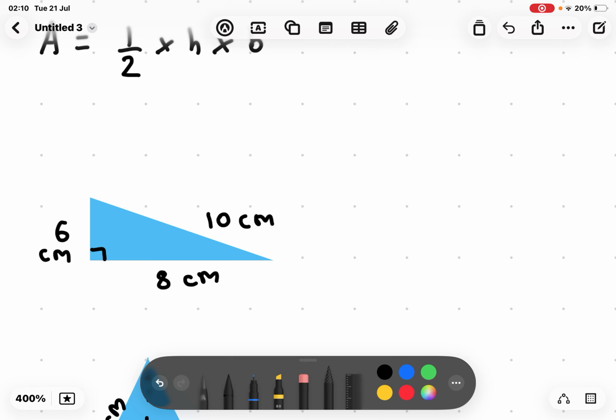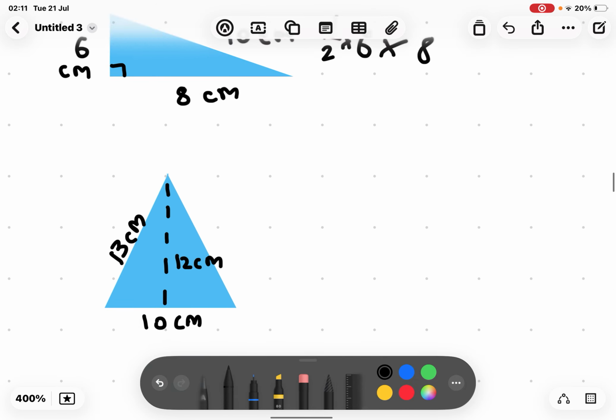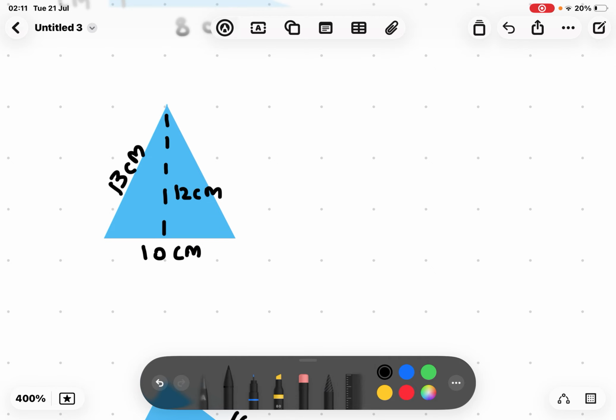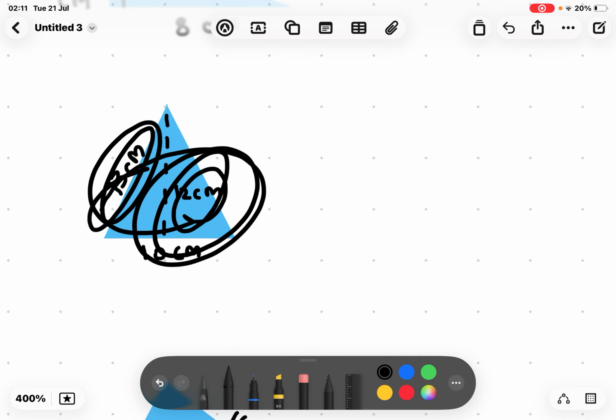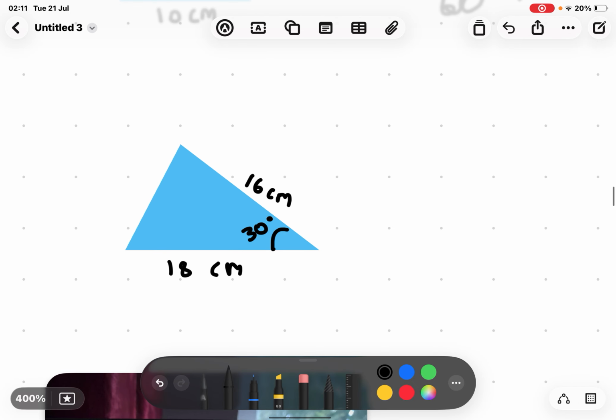So that would be 6 times 8 and then 1/2. So all of this would be 24 centimeters squared. Don't forget the units. And in this one, same thing, you use this one, not this one. So 12 times 10, 5 times 12, that's 60 centimeters squared.